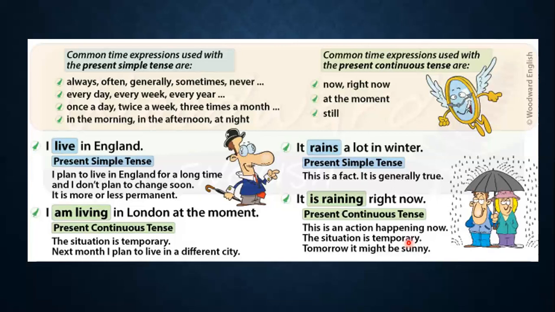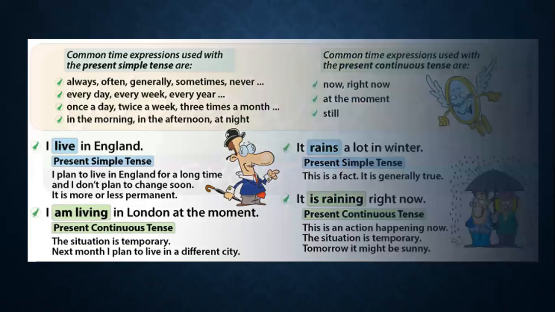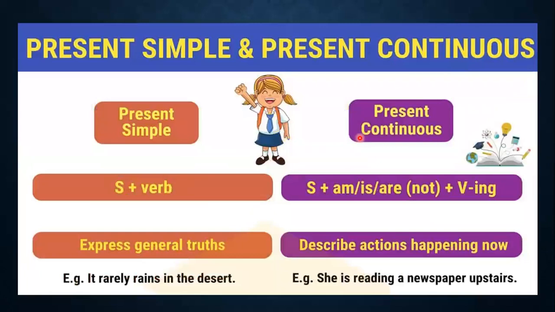So we have this difference, and of course, taking into account these expressions. These ones are for present simple tense, and these ones are for present continuous tense. ¿Qué significan estas? Now, ahora, right now, en este momento, como ahorita. At the moment, en este momento, still, o sea, ahorita. Right? So these ones are the difference between the simple present and the present continuous or present progressive tense. Let's see what we have here. Yes, we have the present simple and present continuous.